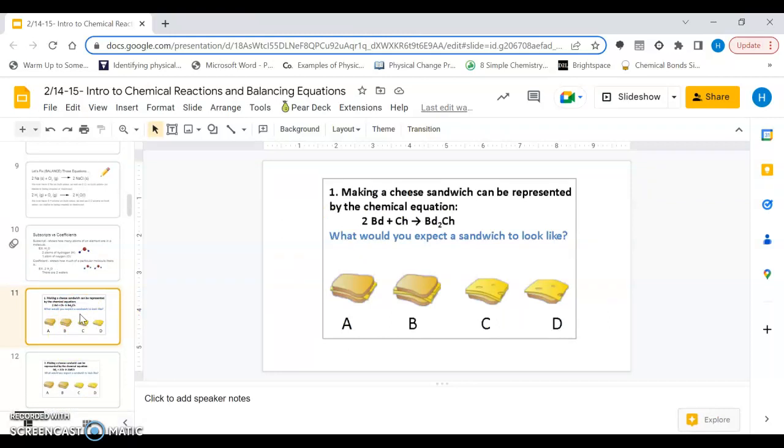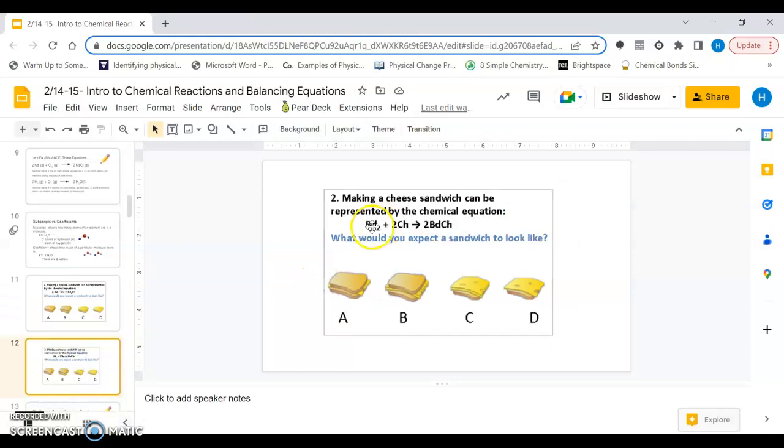If we look at a little bit of a silly example here, but I think still a helpful one. If you're making a cheese sandwich, and I have 2 breads and 1 cheese, and that makes a sandwich where there are 2 pieces of bread and 1 cheese, well, I would expect it to look like A. If, however, I had 2 pieces of bread and 2 pieces of cheese, and I produced 2 sandwiches where there's 1 piece of bread and 1 piece of cheese, well, then I would expect a sandwich that looks like this, but I'd expect 2 of them, right?